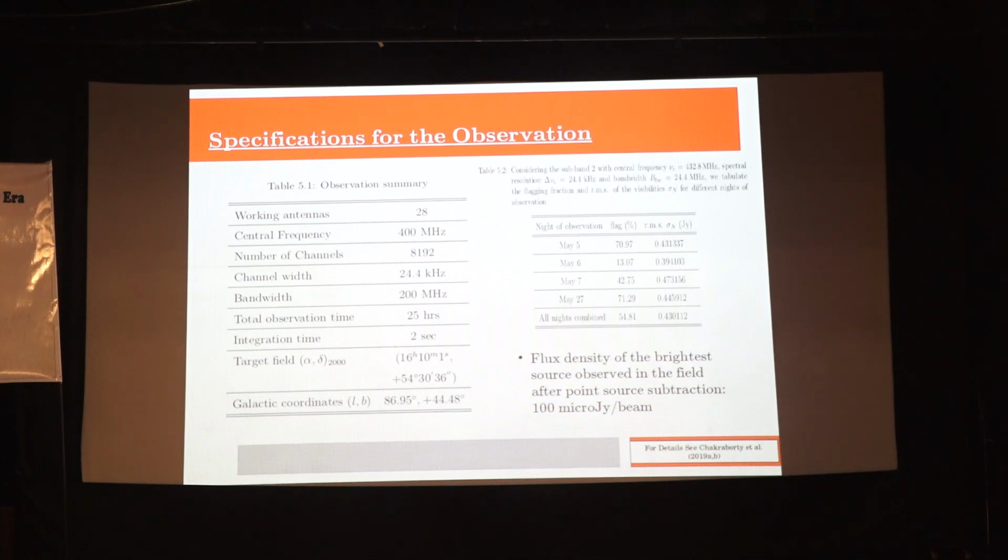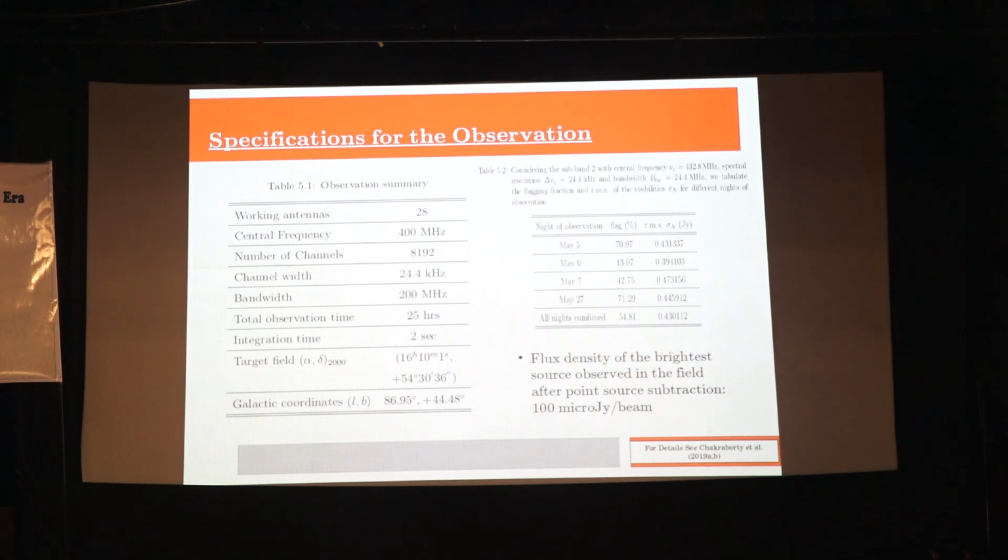Now what we have done is apply this estimator to uGMRT data at a central frequency of 432 megahertz, which corresponds to a redshift of around 2.28. We considered a subset of the entire observation, where we took 1000 channels centered at this frequency, having a channel separation like this, and 25 hours of observation, which were taken over 4 nights. So we have considered individual nights and also all nights combined.